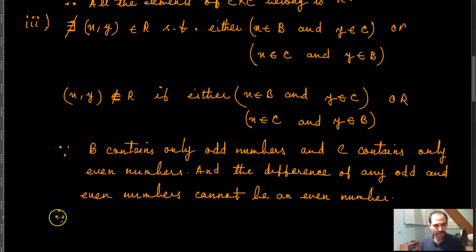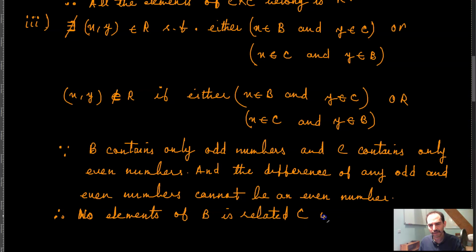Which means that no elements of B is related to C under R, and vice versa. Meaning that no element of C is related to any of the elements of B under R, right? So that is question number 8.